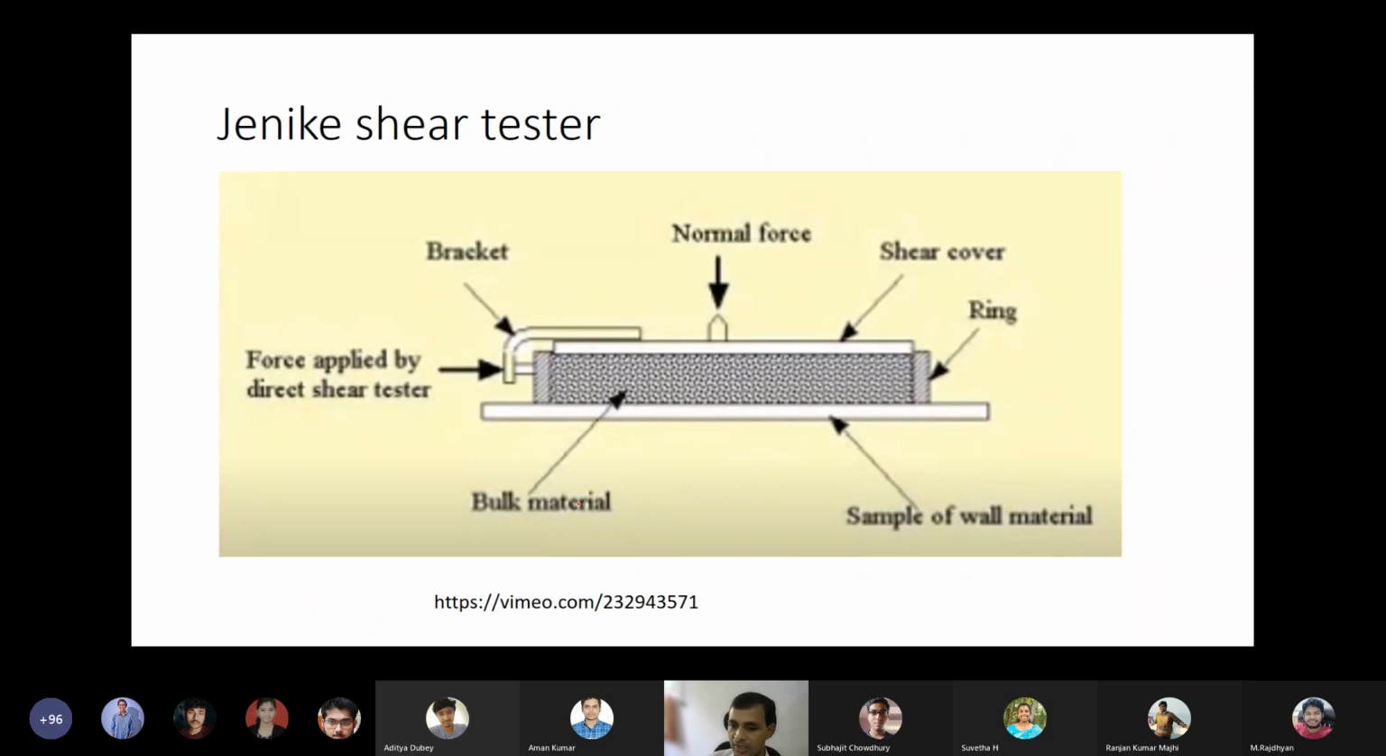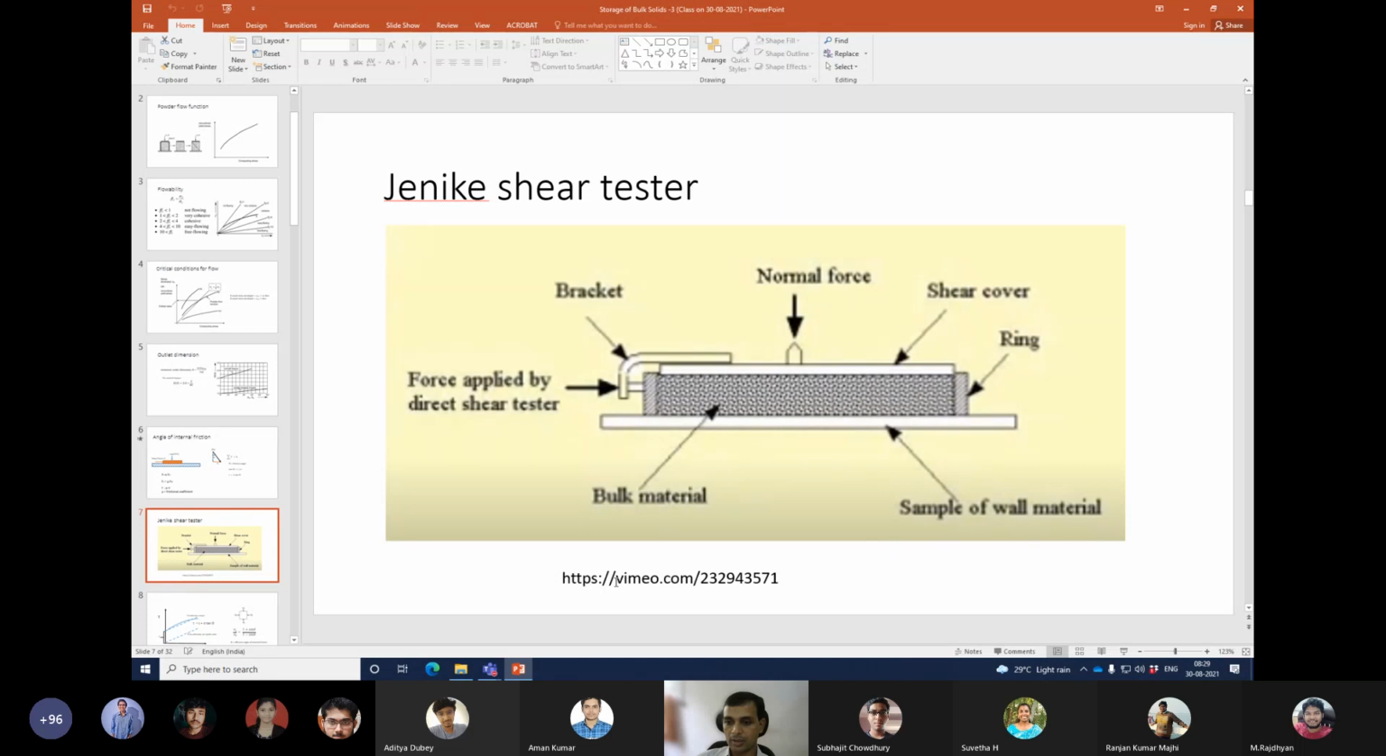So this is the Jenike shear tester, which is used to measure this friction and the angle of internal friction. And if we use the material used for the construction of the silo, we can also get the friction between the solid and the wall. So here, two things I wanted to highlight: how we estimate the internal friction between the particles, and the friction between the particles and the solid wall.